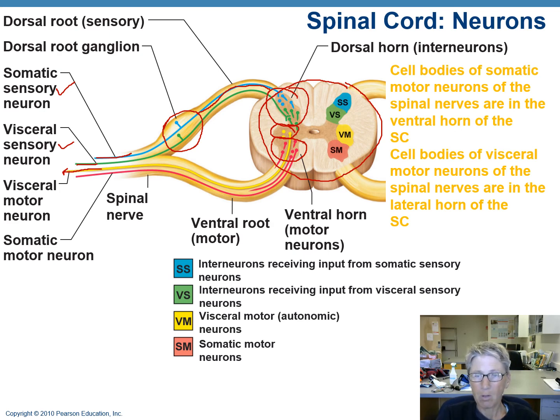So I've got here in gold the cell bodies of somatic motor neurons, that's right here. The cell bodies of the somatic motor neurons of the spinal nerves are in the ventral horn of the spinal cord, and cell bodies of the visceral motor neurons of the spinal nerves are here in the lateral horn.